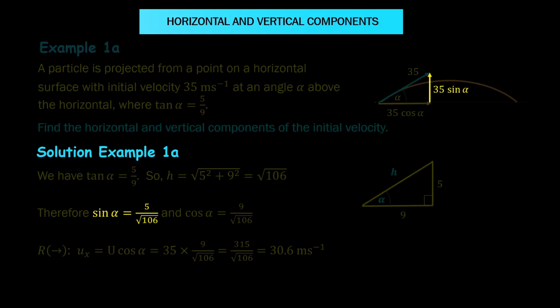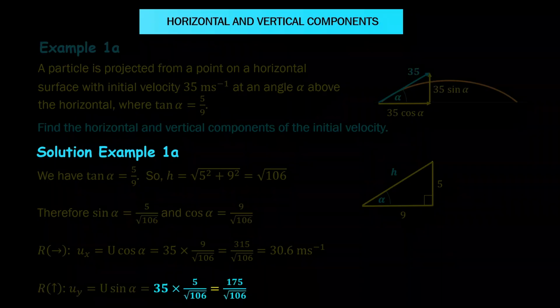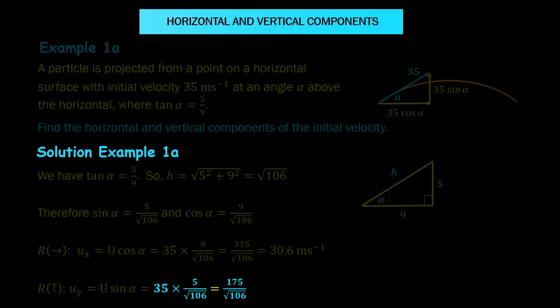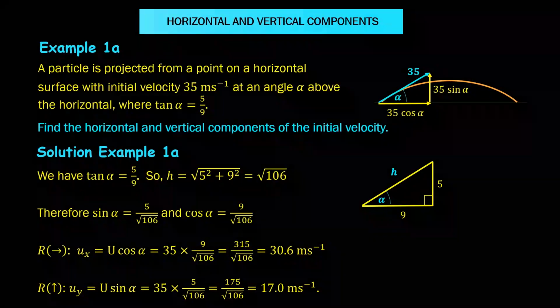And similarly, substituting sine alpha into our equation for uy gives us 35 times 5 over the square root of 106, which equals 175 divided by the square root of 106, which equals 17.0 meters per second. And so we have the horizontal and vertical components of the velocity.